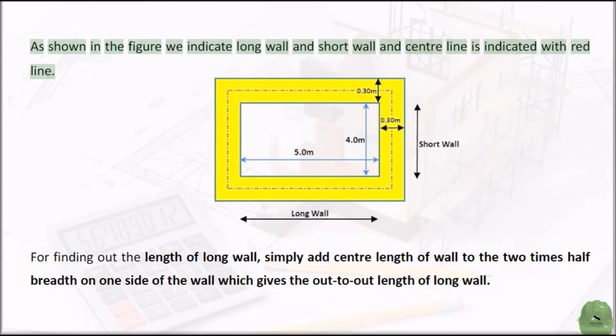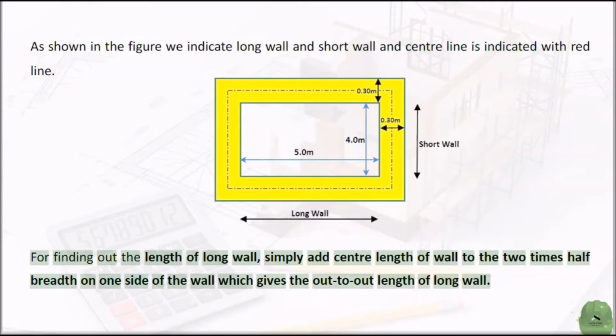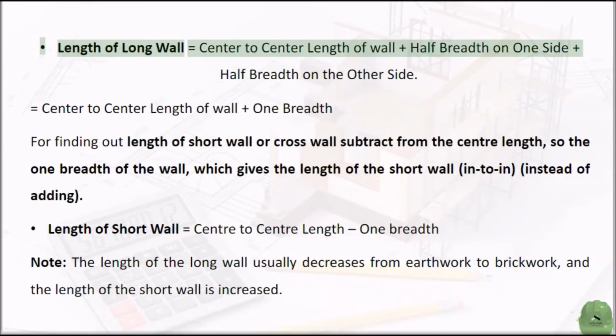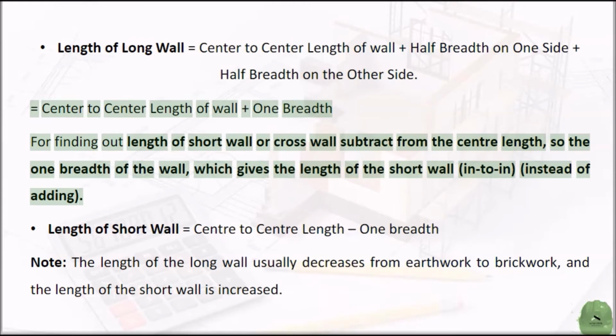As shown in the figure, we indicate long wall and short wall, and the center line is indicated with a red line. For finding out the length of long wall, simply add the center length of wall to two times half breadth, one on each side of the wall, which gives the out-to-out length of long wall. Length of long wall equals center to center length of wall plus half breadth on one side plus half breadth on the other side, equals center to center length of wall plus one breadth.